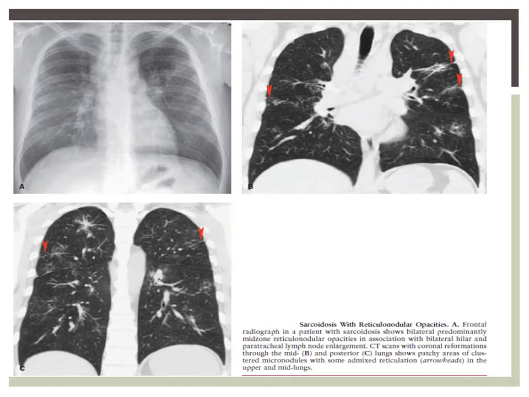This is a different case of sarcoidosis with reticulonodular opacities. In the chest X-ray, we see multiple reticular shadows. In the coronal chest CT, it shows multiple peripheral nodular opacities. Some admixed reticulation may be seen. These are the red arrowheads in the upper and mid lung zones.